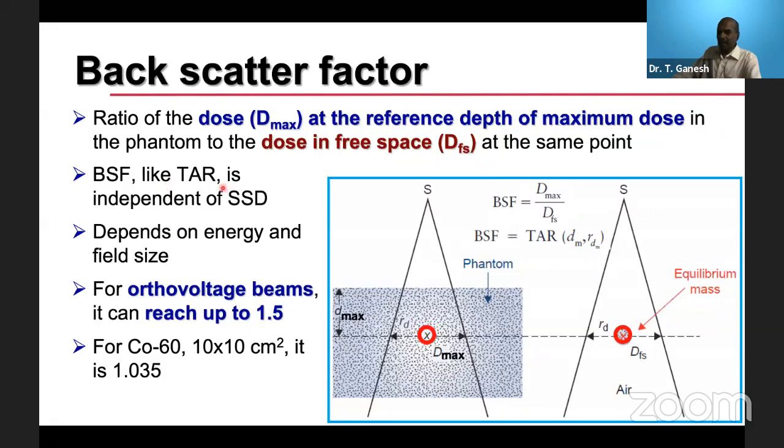So BSF, like TAR, is independent of SSD, and it depends on the energy and field size. For orthovoltage beams, it can reach up to a factor of 1.5, which means that the dose at the maximum, which is at the surface, can be 50% higher. So forgetting about the BSF can introduce a huge error in orthovoltage beams. However, for cobalt 60, for 10 by 10, the backscatter factor is only 1.035, or 3.5%.